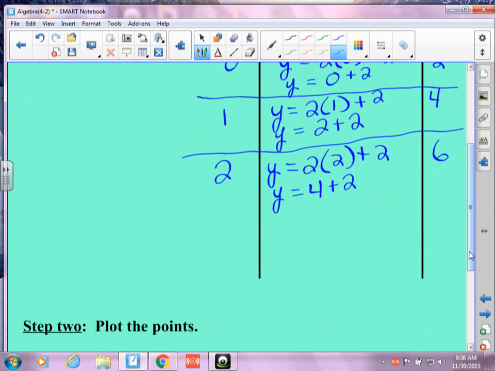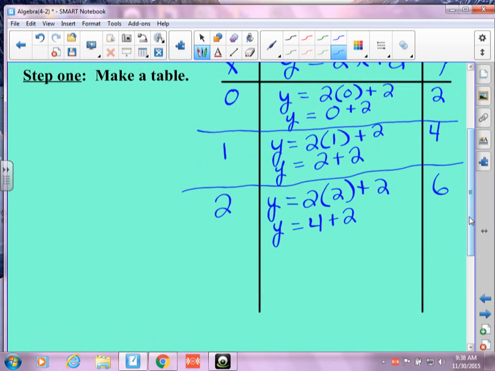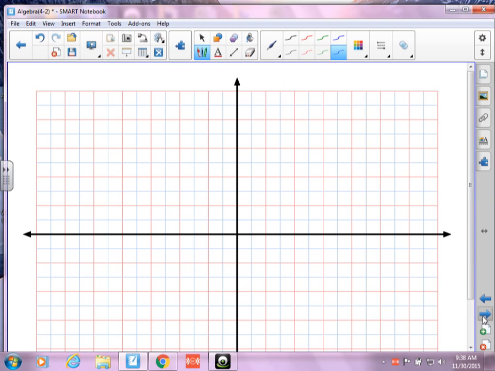Okay, and then it says to plot the points. So I'm going to plot 0, 2, 1, 4, and 3, 6. And then I'm going to stop right there. So I took my ordered pairs from my table and I plotted my dots.